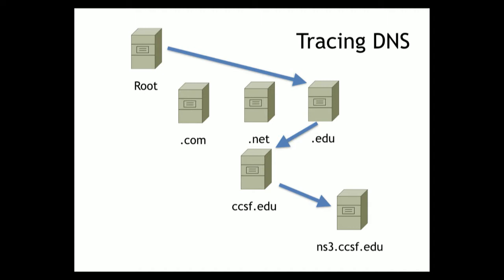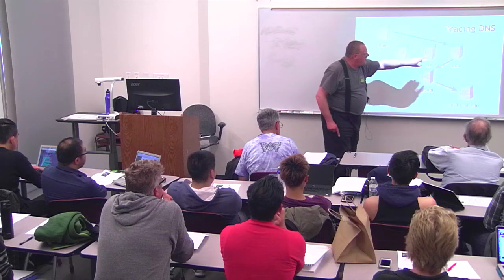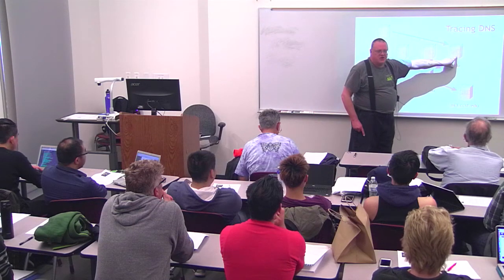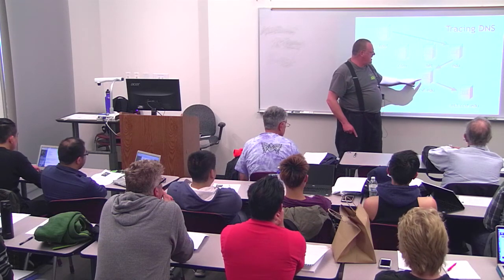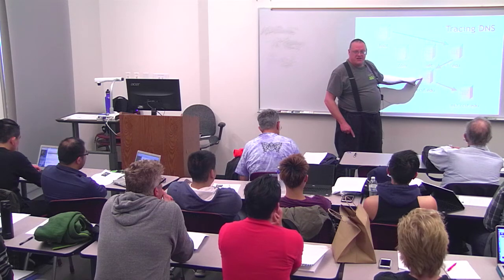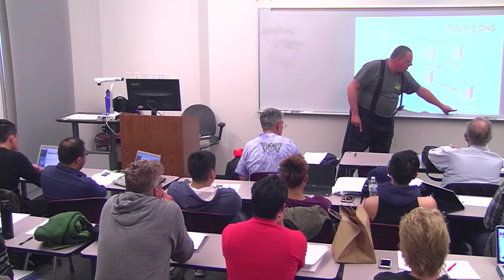So root tells you where you can learn about .coms. So you'll ask root, I have a .com address, where is it? They say, well, you better ask the .com server, which is here. The .com server, well, if it's ccsf.edu, you'll ask the edu server, and it will tell you where ccsf.edu's DNS server is, and you can ask that where, say, ns3.csf.edu is, and go down here.